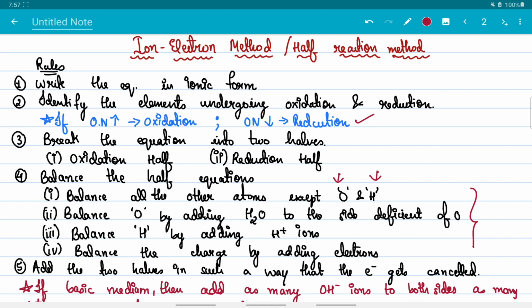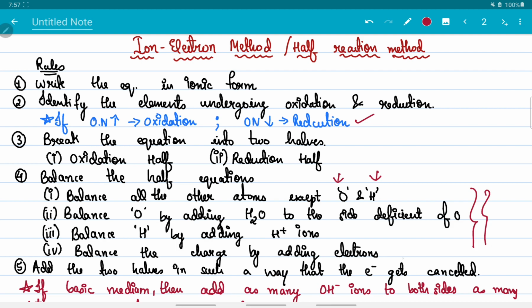Now the next step is we have to add both the halves. Till now we were balancing our half equations, that is the oxidation half and the reduction half, separately. By using all these methods we are balancing our half equations. Now the next step is we are going to add those two half equations to make one single equation, and we will add them in such a way that the electrons will get cancelled.